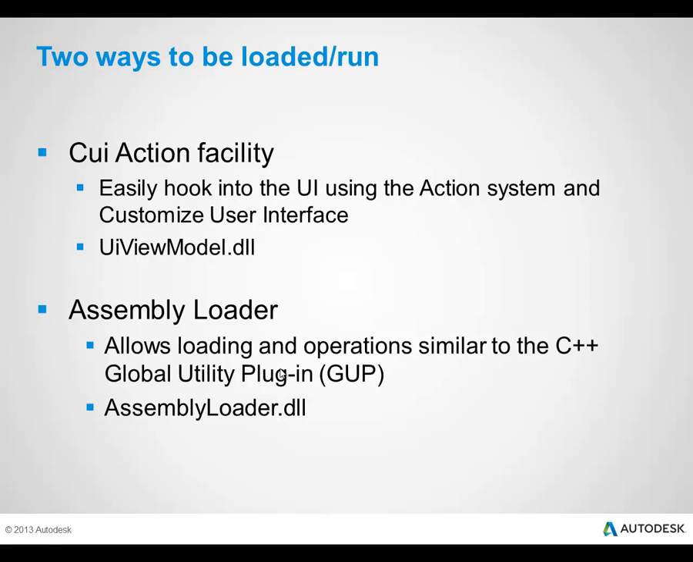So to talk about how to be loaded and initialized, what we're going to do in this class is we're going to use the CUI action facility. So this gives you an easy way to hook into the UI using the action system, and this will show up in this customized user interface, which we saw in the first class. And this is available from the UI view model DLL, so you need to reference that one. You could also use assembly loader, so this gives you some initialization capabilities, etc., but it doesn't give you this connection to customized user interface.